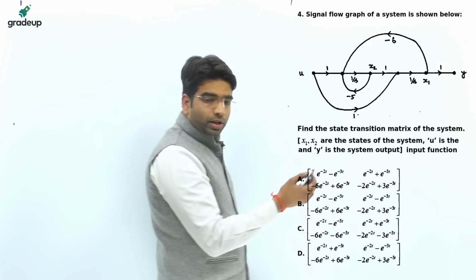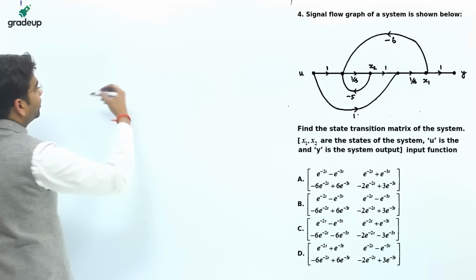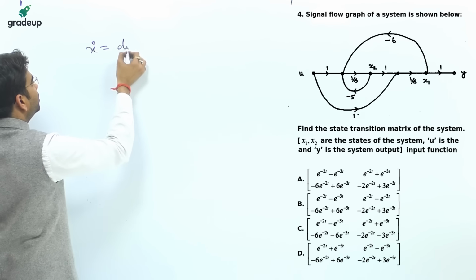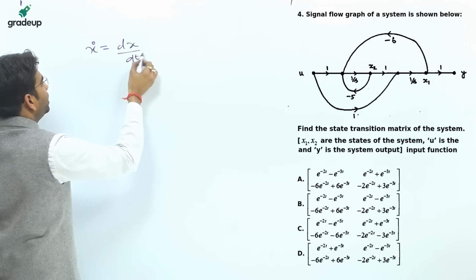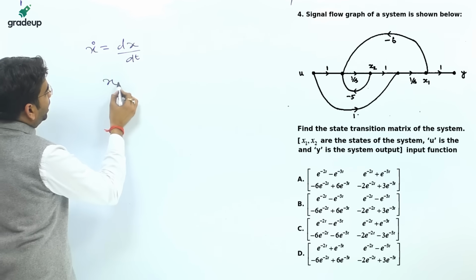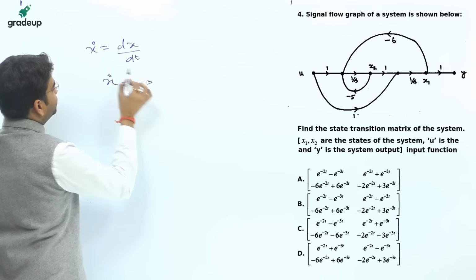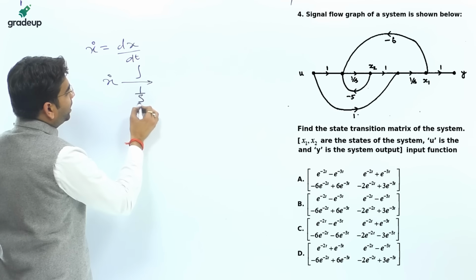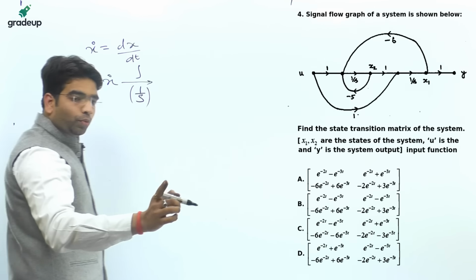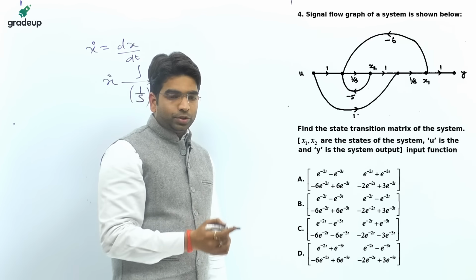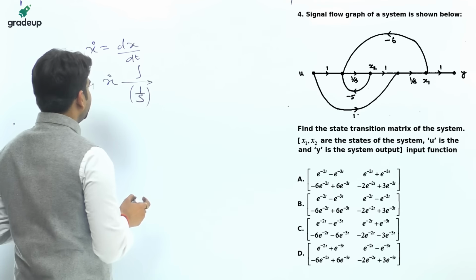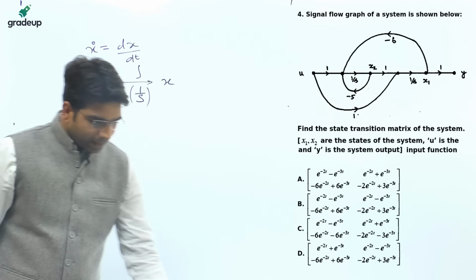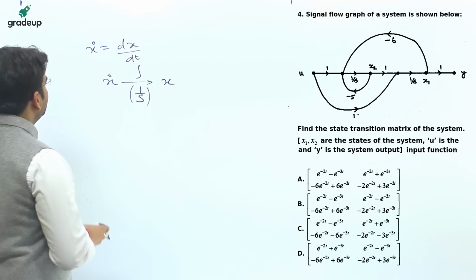So let me tell you one thing, that after seeing this signal flow graph, what you get is x dot. What is x dot? dx by dt. Okay, to get x from x dot, you have to do integration. Integration in Laplace is 1/s, so that route is going for integration. Okay, it is integration that will lead to x. So it is very basic. I know that you all know these things.